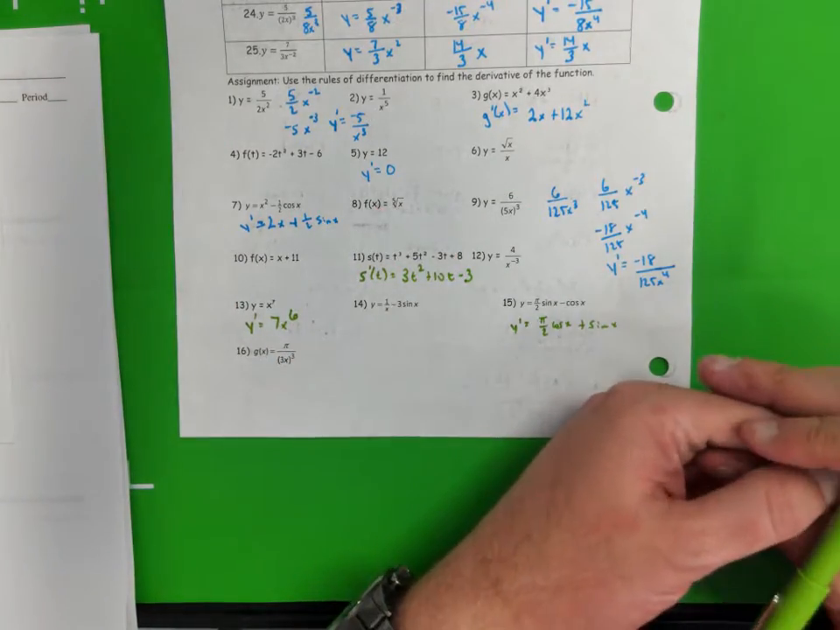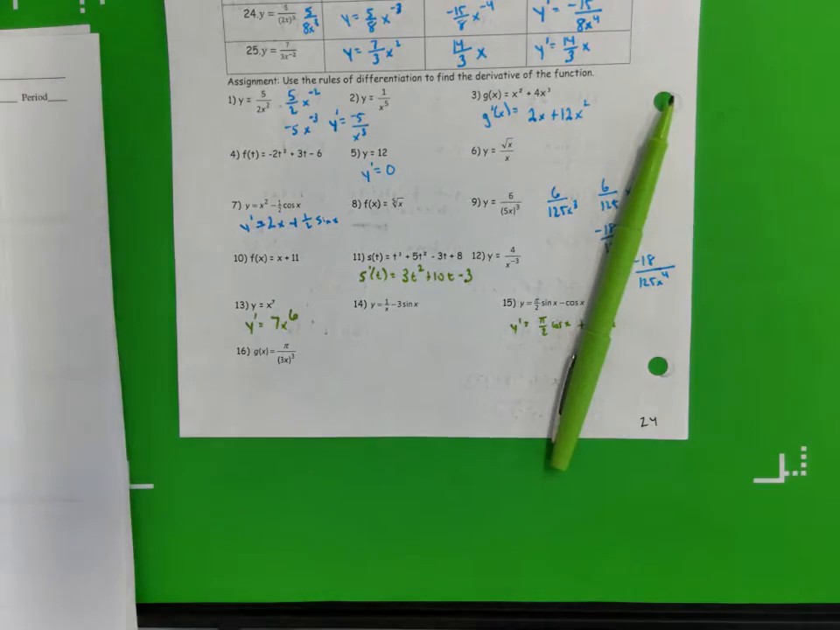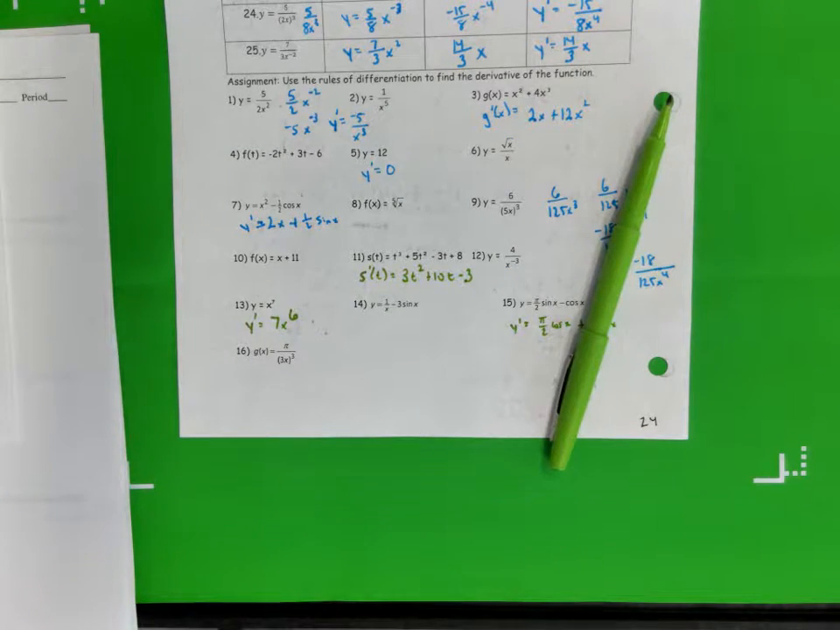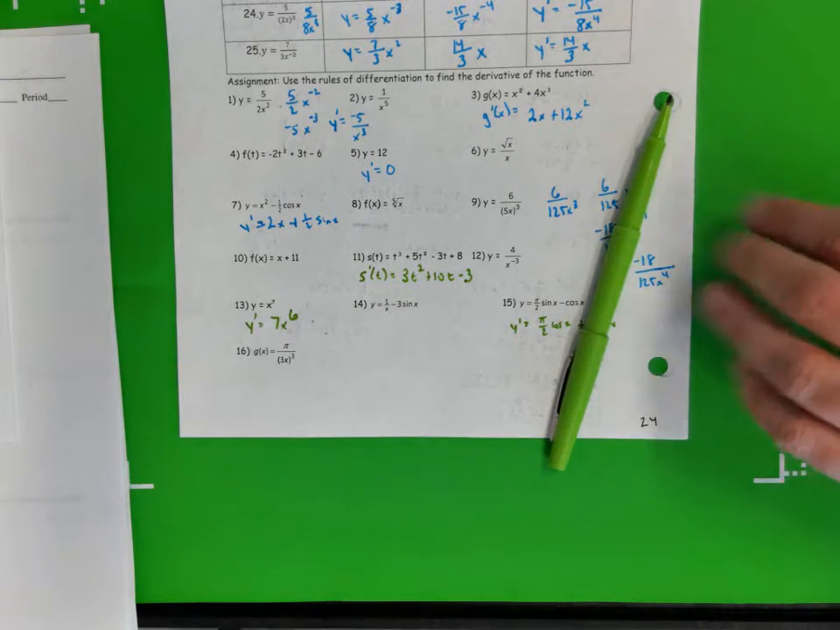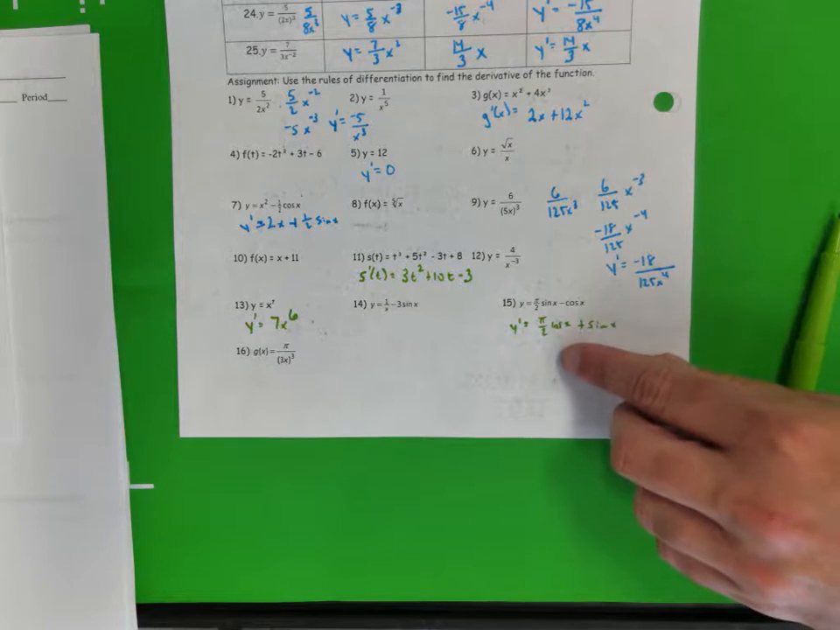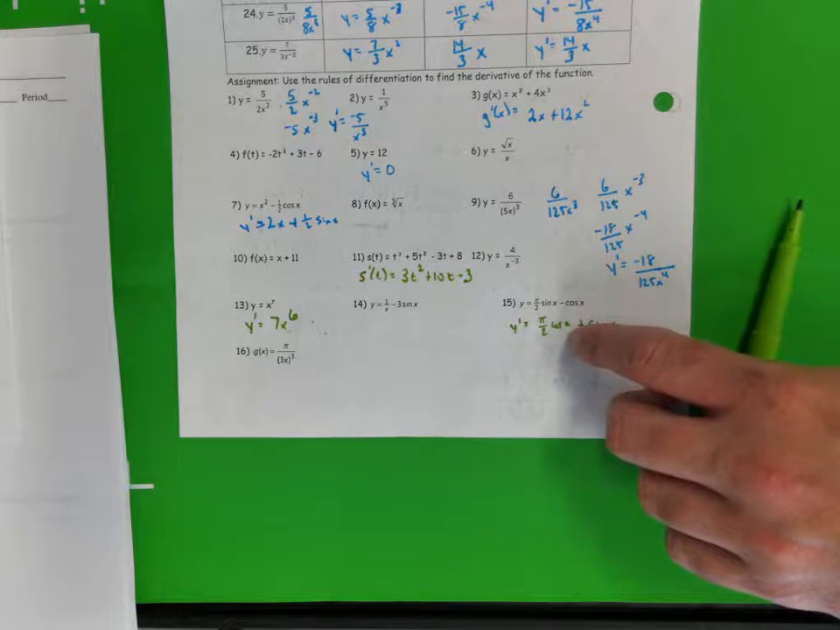I'm going to give you 2 minutes to do 2, 4, and 6. Let's go. 2, 4, and 6. Number 15 will be pi over 2 cosine x plus sine x.